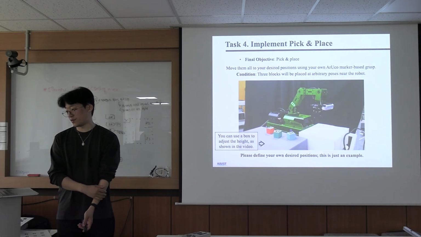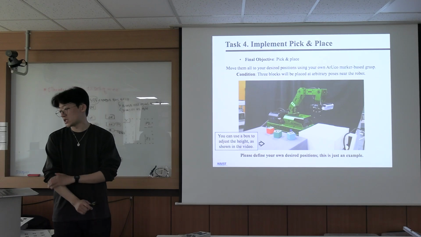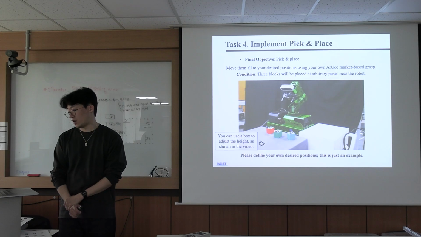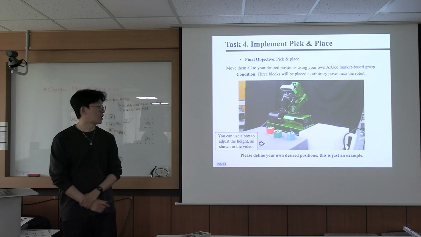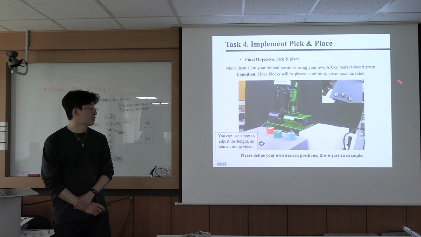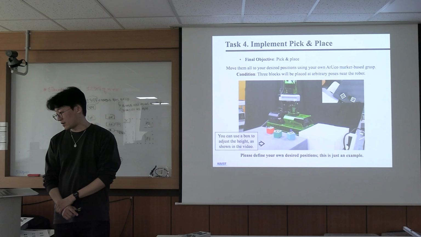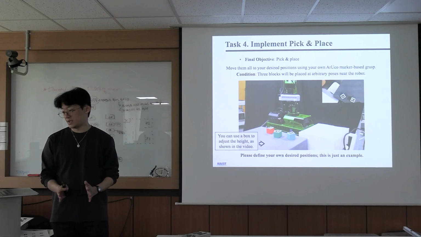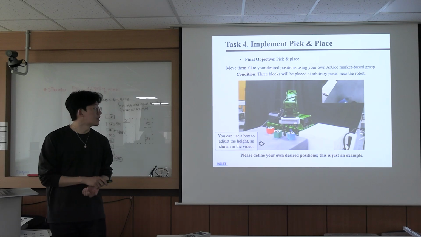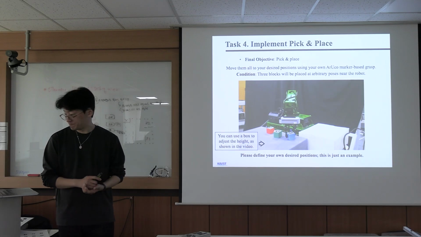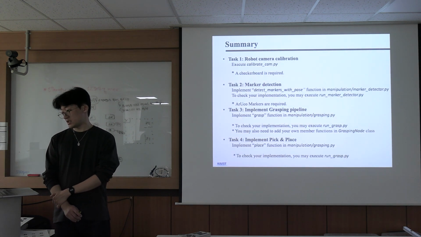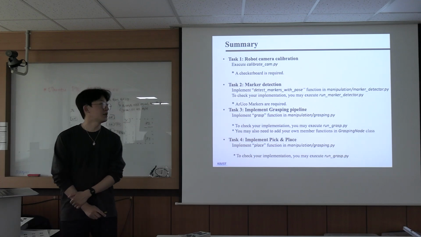The final objective is to perform pick and place by moving all the boxes to different positions using the ArUco marker based grasping method. Three boxes will be placed at random positions near the robot. Your robot should place these boxes in other locations. Since the robotic arm's reach is short, please make sure to adjust the height by placing a big box underneath, as shown in this video here. This is a summary of the tasks, so you can refer to this slide.